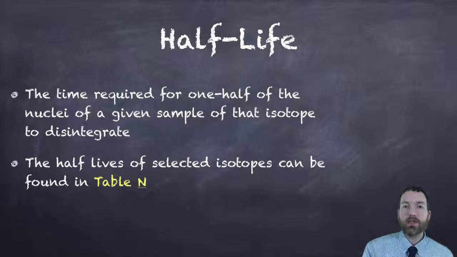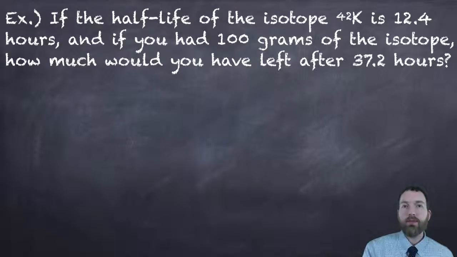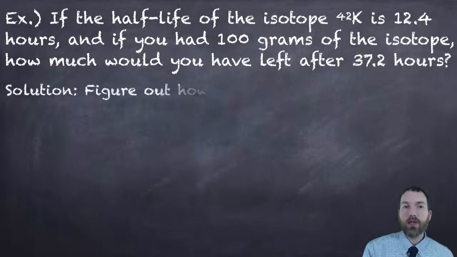So let's do some examples. If the half-life of an isotope, potassium-42, is 12.4 hours, and if you had 100 grams of the isotope, how much would you have left after 37.2 hours? This seems like a difficult word problem, but it's really not that hard if you just tackle this question logically. So let's look at what's going on here.